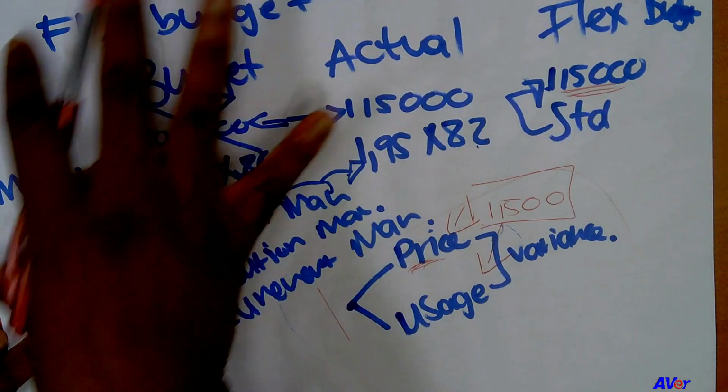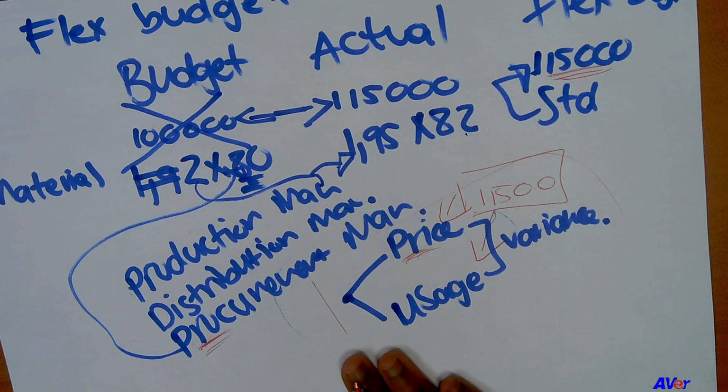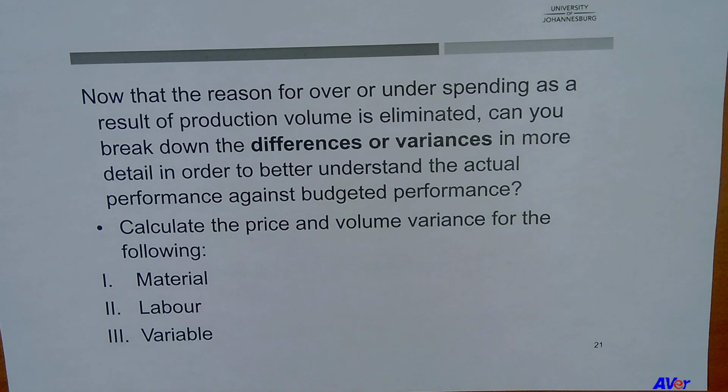Now, after all this, after you've eliminated the 15,000 there, you are now left with this. And it leads us to our next point, being the exciting stuff, the actual standard costing now. It says, now that the reason for over and under spending as a result of production volume is eliminated, that 15,000, we've done away with the 15,000, it is gone. Now we can break down the differences or the variances. In standard costing, we call the differences the variances, but we know that it's basically the difference between your budget per unit, which is a standard, and your actual per unit. So it's the difference between your standard and your actual that gives you variances.